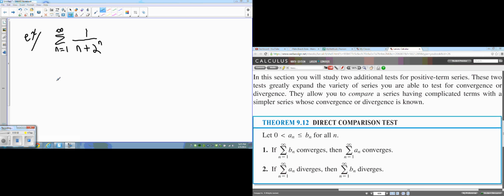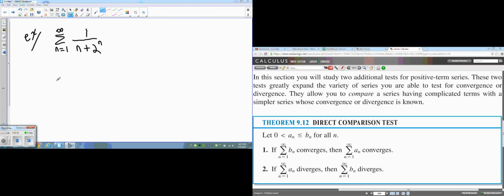Okay, now we'll take a look at this example. Now, this series doesn't fit any of the forms of the series that we've looked at. We've looked at geometric series, and this doesn't look to be a geometric series. We looked at telescoping series, and this doesn't look like it takes the form of a telescoping series. And we looked at P series, and this doesn't look like a P series, and nor does it look like anything that I want to try to integrate. So the integral test, I probably would not use here.